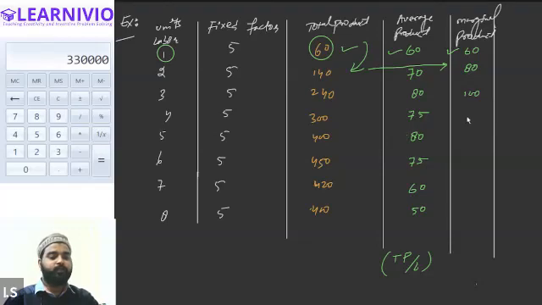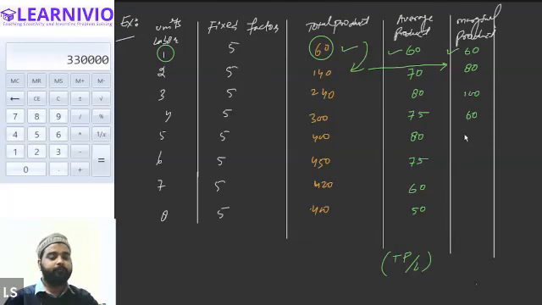Then from 240 to 300, tell me. 60. Perfect. From 300 to 400, 100. 400 to 450, 50. Then from 450 it declined to 420. That means there is a reduction, so marginal product is minus 30. And from 420 declined to 400, so marginal product is minus 20. Is this clear? Yes, sir. So this is how we calculate the marginal product and the average product.